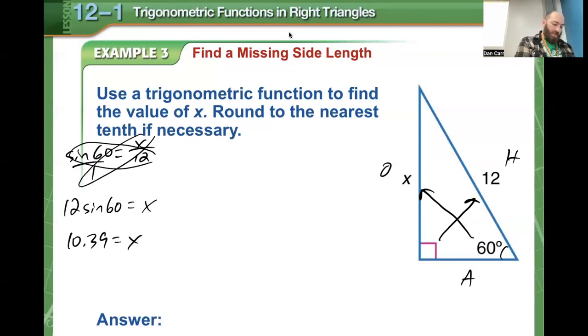Okay, and I should say this, because it does say round to the nearest tenth, it's actually 10.4. This is option 1. That's using our trig in our values there.